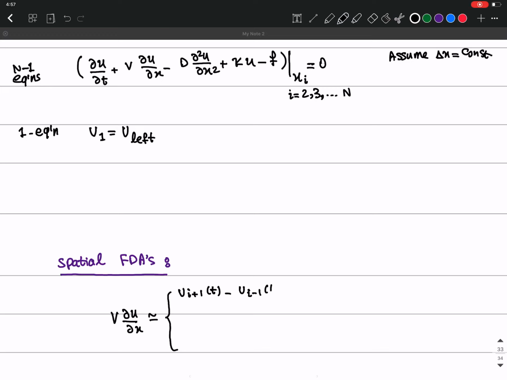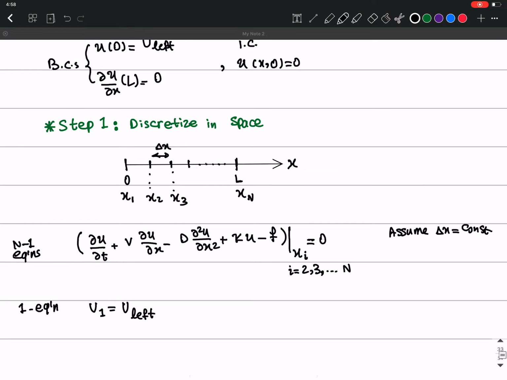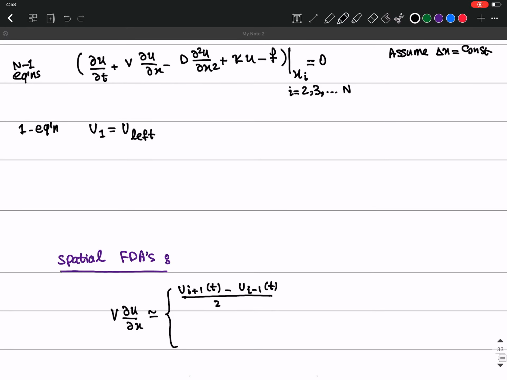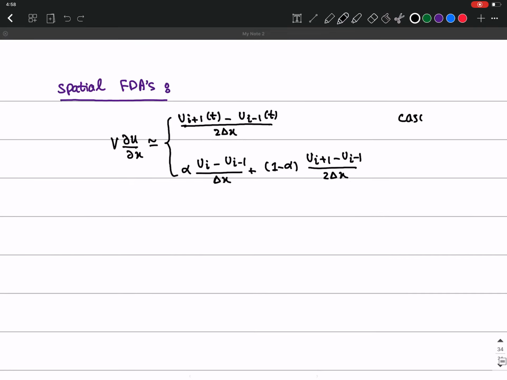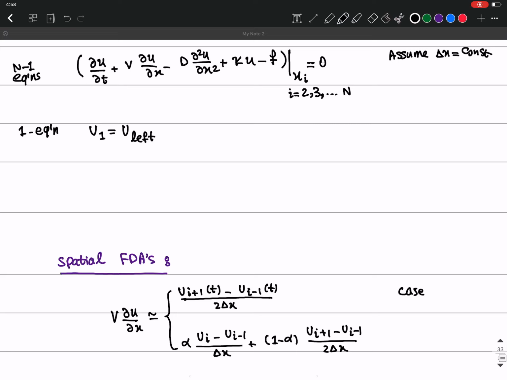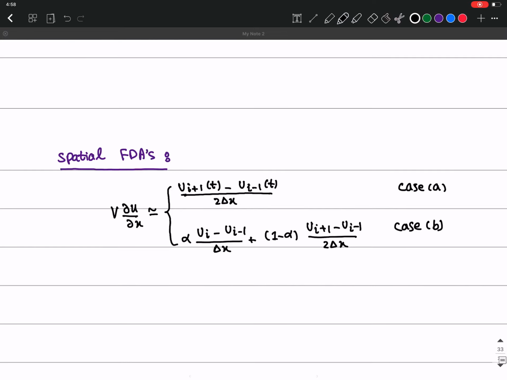and the difference is now we also have time, right? So we have to be careful about that, and we will delve into that later in the second step. The first step is just discretization in space, over 2 delta x, and then the second case I'm going to use a variable weighted method: alpha times ui minus ui minus 1 over delta x, plus 1 minus alpha times ui plus 1 minus ui minus 1 over 2 delta x. So I'm going to call this case A, because you can have different cases based on the approximation that you choose. So this is case A, and I'm going to call this one case B. Okay, so this is the first term I approximate.